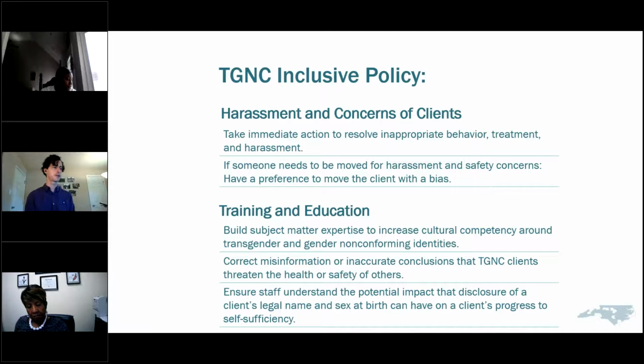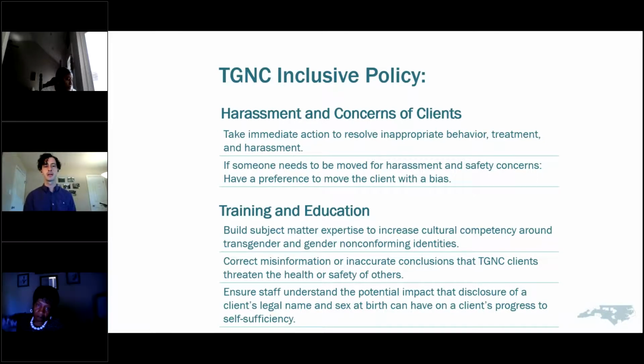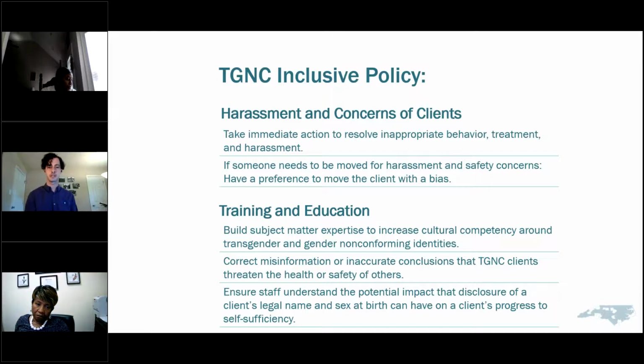Build subject matter expertise as far as training and expertise. It's important to build subject matter expertise to increase cultural competency around transgender and gender nonconforming identities. This is just like, how are you training your staff on what this is, what this means? It's important that you be correcting misinformation or inaccurate conclusions around trans or gender nonconforming clients, because that does threaten the health and safety of others, and that you ensure staff understand the potential impact that disclosure of confidential information can have on a client's progress to self-sufficiency.